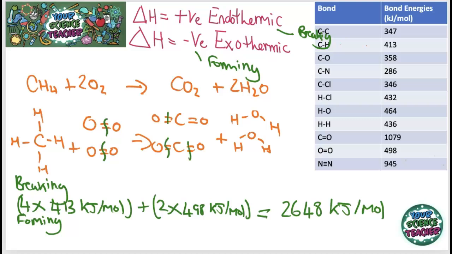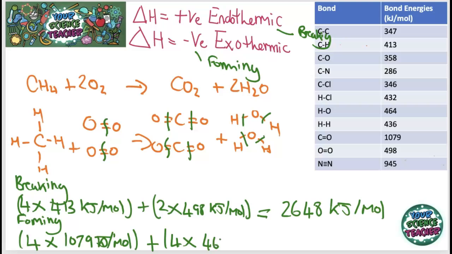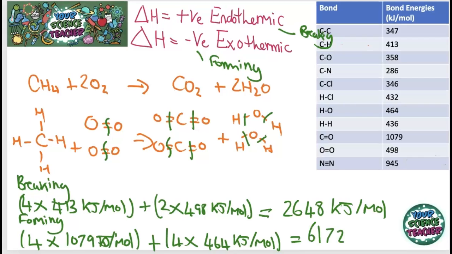Now, if I look at my forming bonds on this side of my reaction, I have 4 CO bonds. You can see there when I break them. Sometimes it's easier to draw out the bonds like I have when you get a question like this, because it will help you calculate how many of each bond you've got. So that's 1,079 kilojoules per mole for each of them. And I'm going to add it to 4 times OH. There's 4 of them. And that equals 6,172 kilojoules per mole. So here you can see that forming bonds is more energy, so therefore our reaction is exothermic. And you'd actually expect this because it is a combustion reaction.